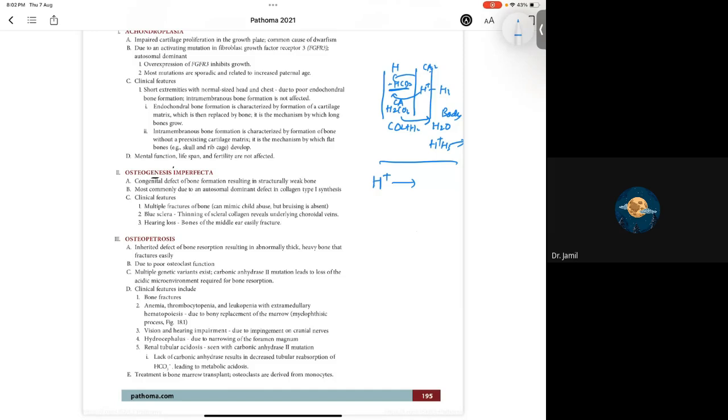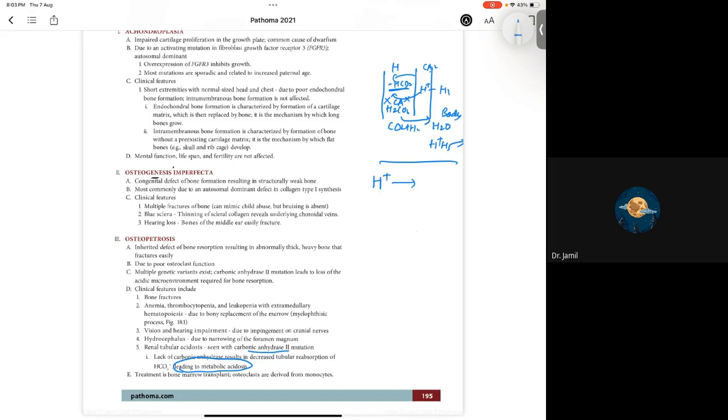Yes. Okay. So if we do not have carbonic anhydrase, can we catch the HCO3? No. Can we reabsorb HCO3? No. If we cannot reabsorb HCO3, would it lead to metabolic acidosis? Yes. So carbonic anhydrase 2 mutation can lead to metabolic acidosis. We do not have metabolic acidosis to begin with; it would lead to metabolic acidosis. Is it clear? Yes, sir.